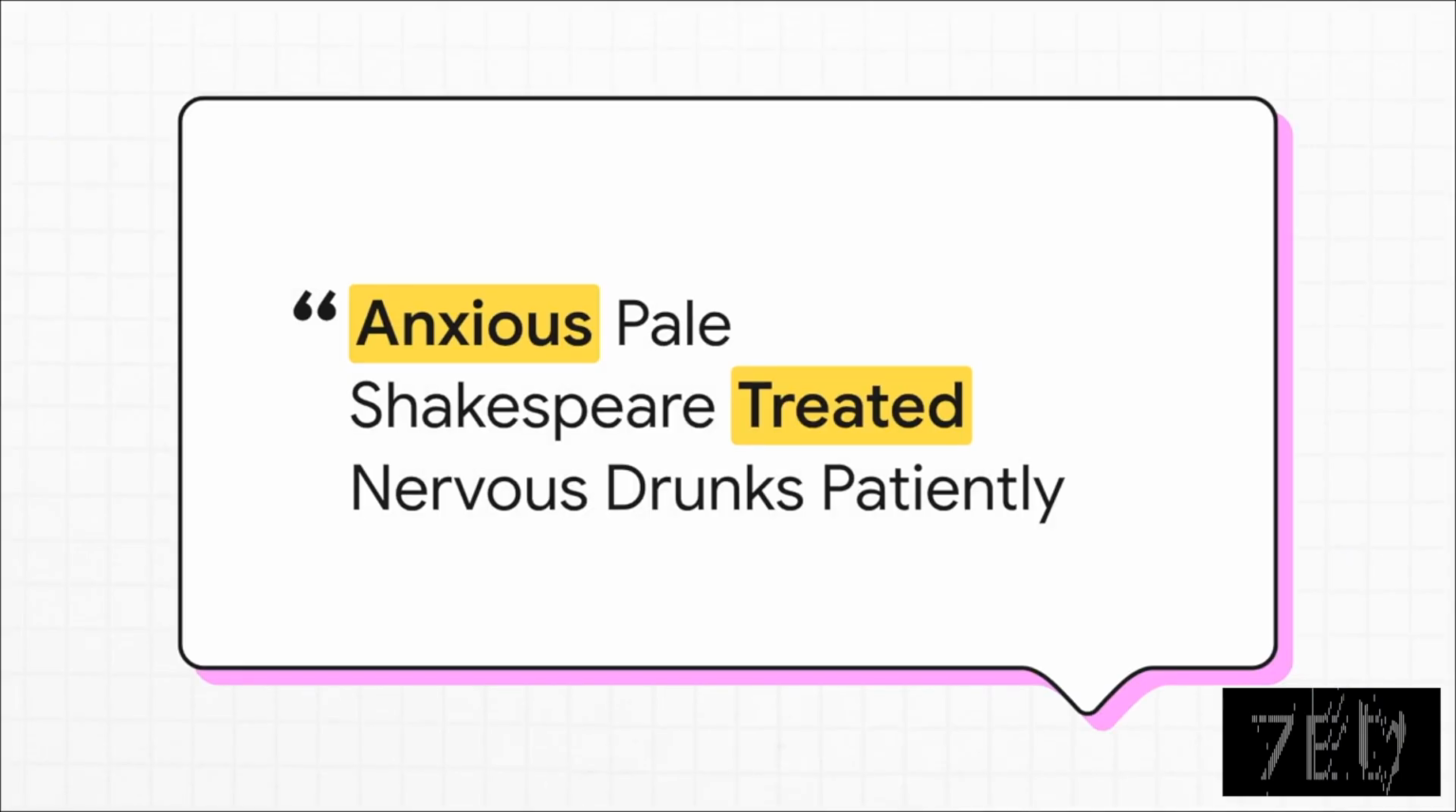But before we start, you gotta remember the names of these 7 layers, and there's a super handy, kind of silly trick for that. From the top layer down to the bottom, it goes application, presentation, session, transport, network, data link, and physical. Just remember this sentence: anxious, pale, Shakespeare, treated, nervous, drunks, patiently.